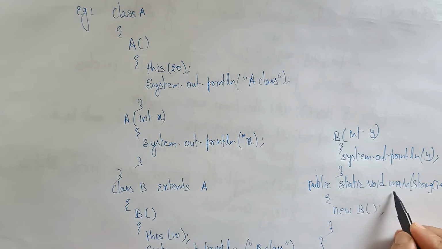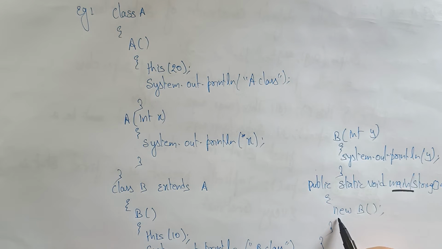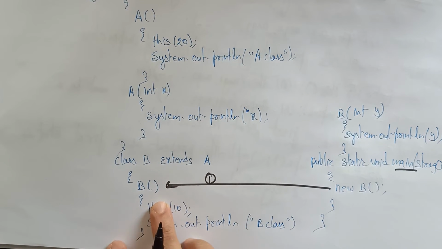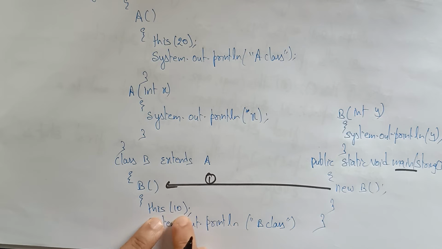The compiler comes to the main program, and the B object is created. Whenever the B object is created, it goes to B here. This is the first statement, so it calls the B constructor. Whenever the B constructor is called, what does this 10 mean? It is a parameterized constructor.